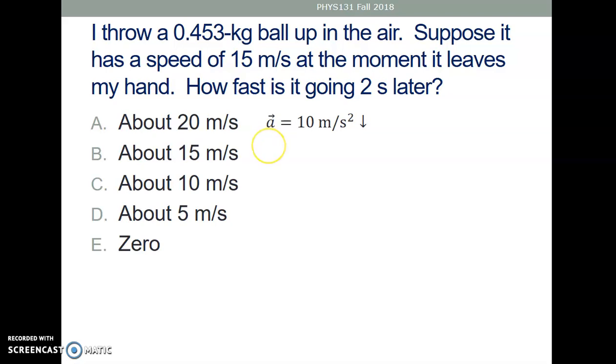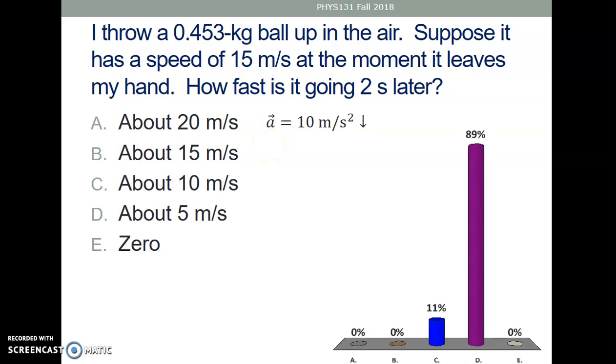Okay, 3, 2, 1, and 5 meters per second. Again, basically the change in velocity in 2 seconds is 20 meters per second down. It started out by going 15 meters per second up, so therefore the difference is 5 meters per second downward. That's the excess speed.